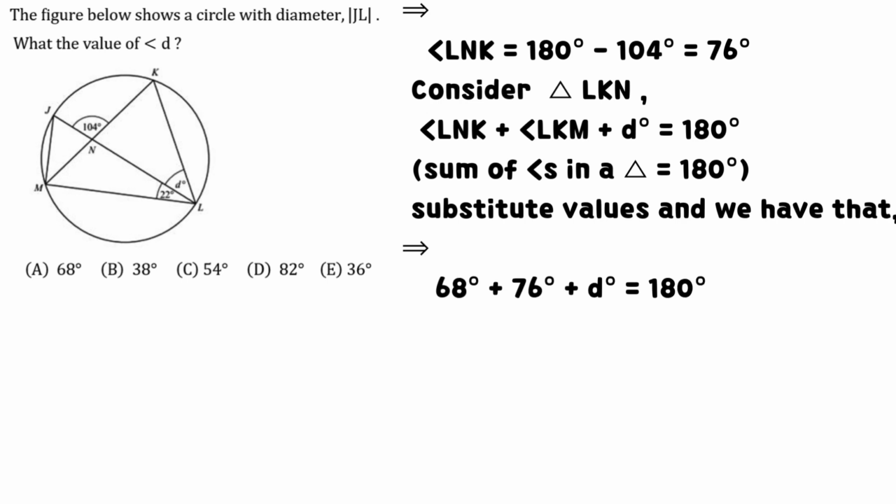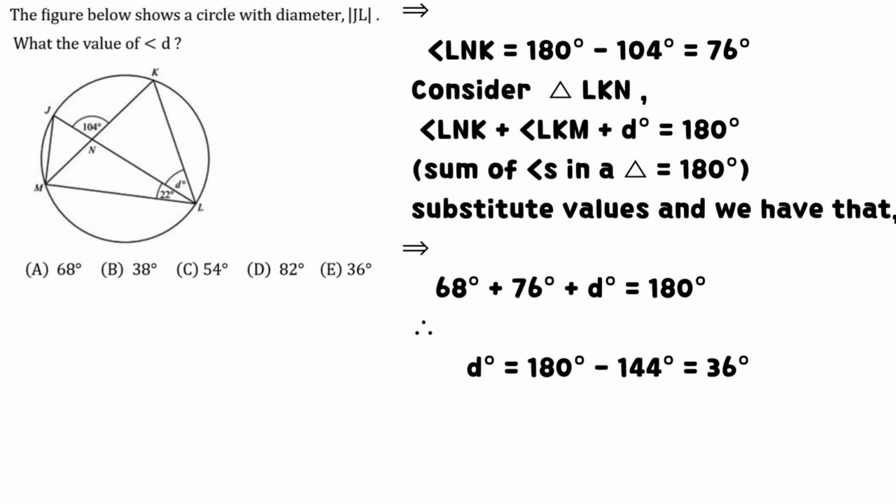Consider triangle LKN. The sum of angle LNK, angle LKM and angle D degree equals 180 degrees. Substitute values and we have that the sum of 68 degrees, 76 degrees and D degree equals 180 degrees. Make D degree the subject of the formula.